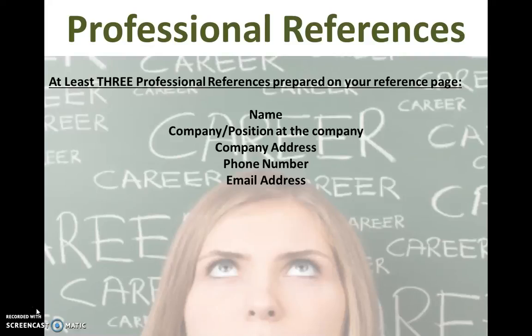Make sure you always have copies of your references to hand out along with your resume at interviews.